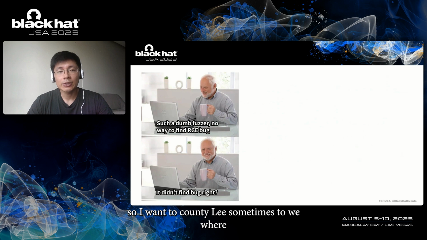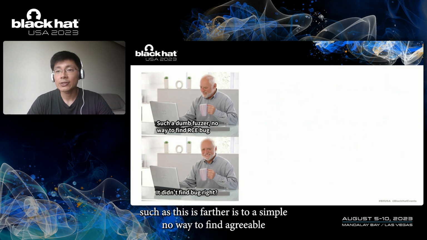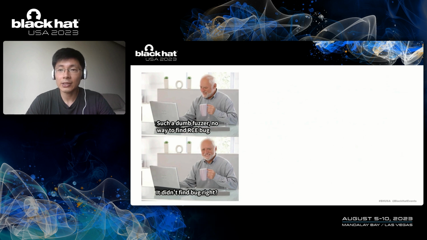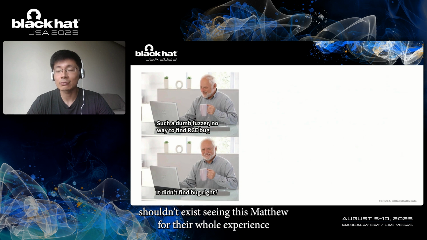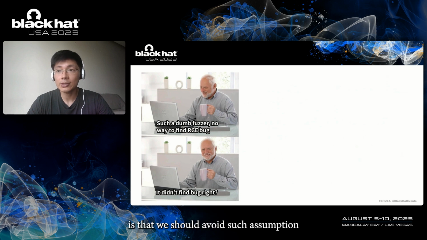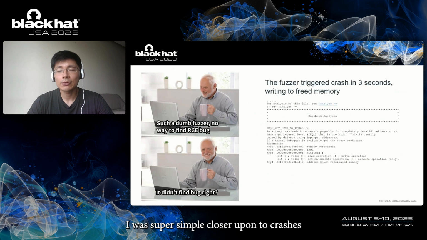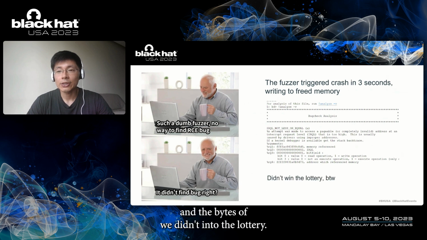So when doing bug hunting, sometimes we make some negative assumptions, such as the fuzzer is too simple, no way to find real bugs, or such a simple type of bug shouldn't exist in this mature product. Our experience is that we should avoid such assumptions before we actually look into the details. As an example, our super simple fuzzer found crashes, which seem exploitable. And by the way, I didn't win the lottery.